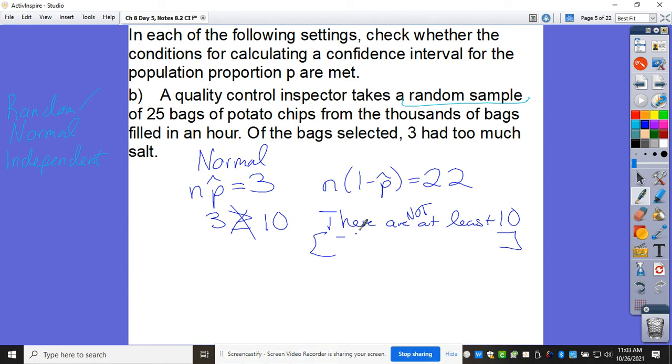So I don't write what I'm writing in red right now. For what? So in general, what would it be? Population. 25.